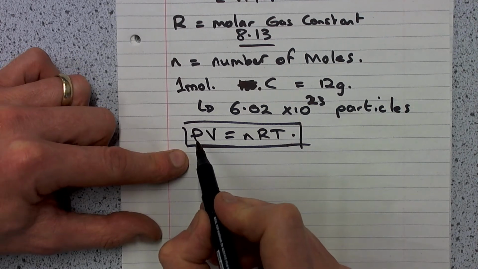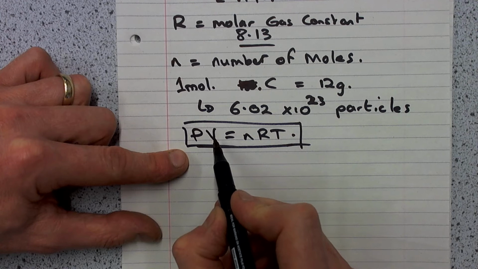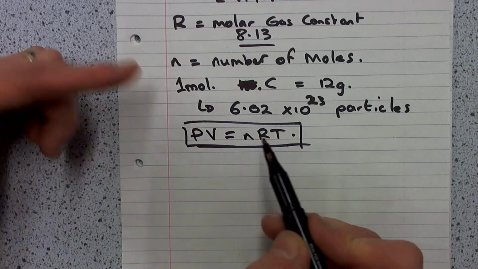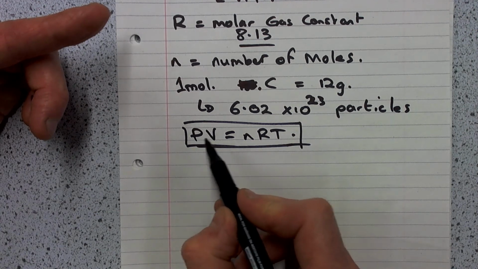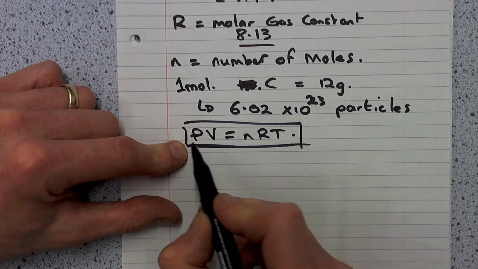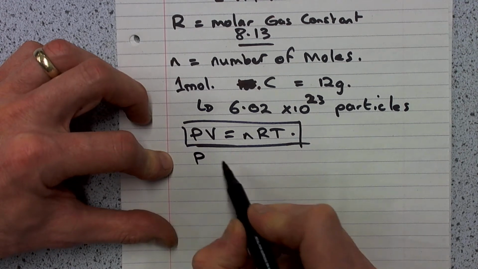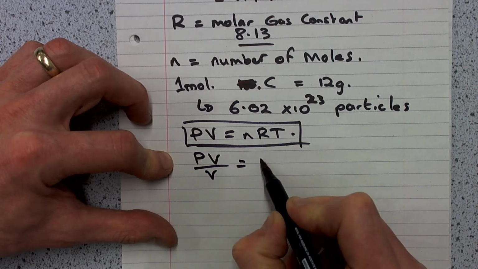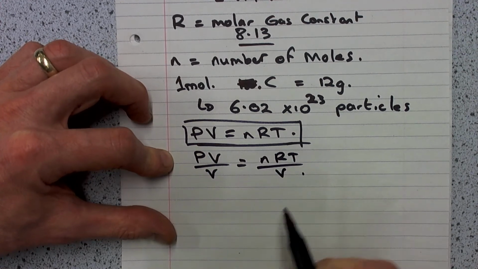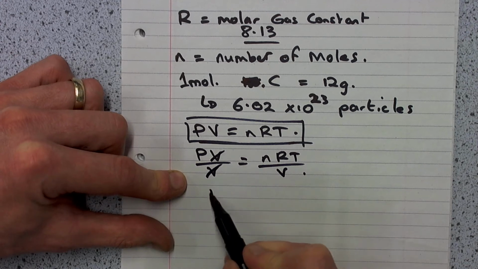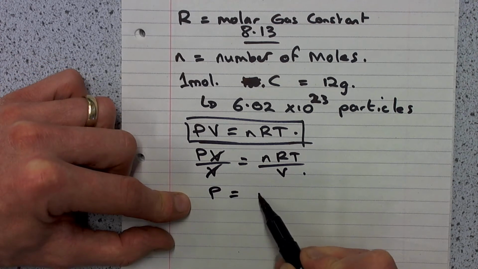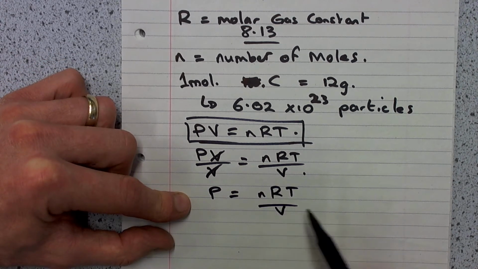So we want to get P the subject. We have to get rid of V. They're just multiplied by each other. What do we do? As they're multiplied, we divide both sides by V. It will cancel on this side. So in full, it becomes PV over V equals nRT over V. And of course, V's cancel. And therefore, we could just write P equals nRT over V.